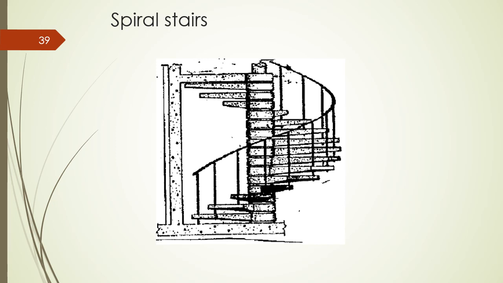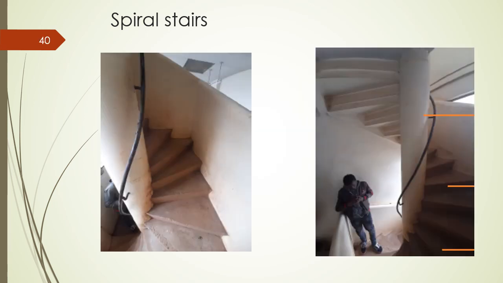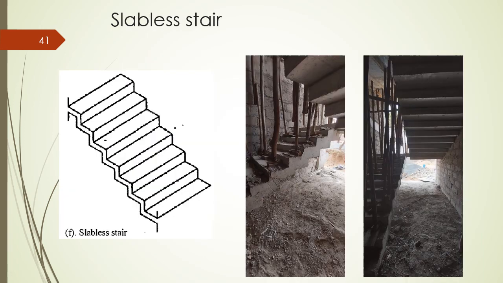Then we have spiral stairs, which is similar to helical stairs. However, most of the support comes from the central column in the staircase. This is an example of the spiral staircase. An example can be found on the concrete laboratory, University of Nairobi.